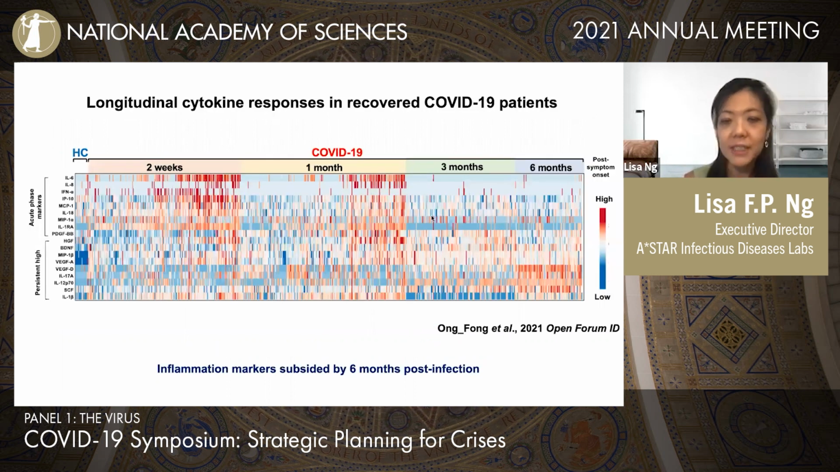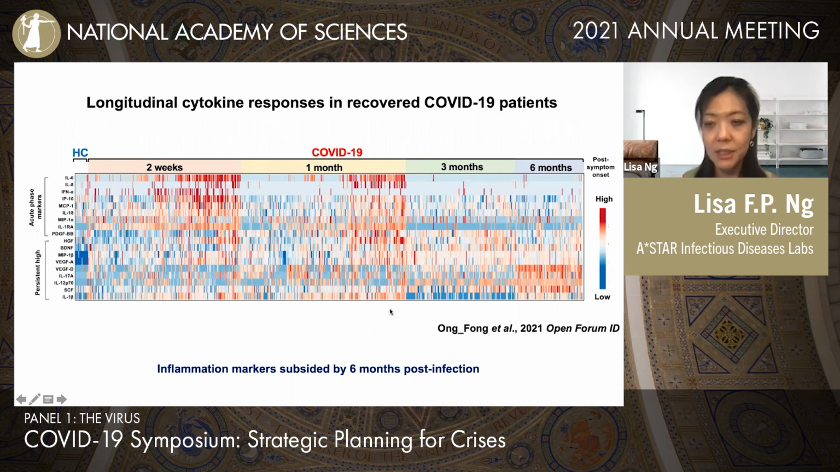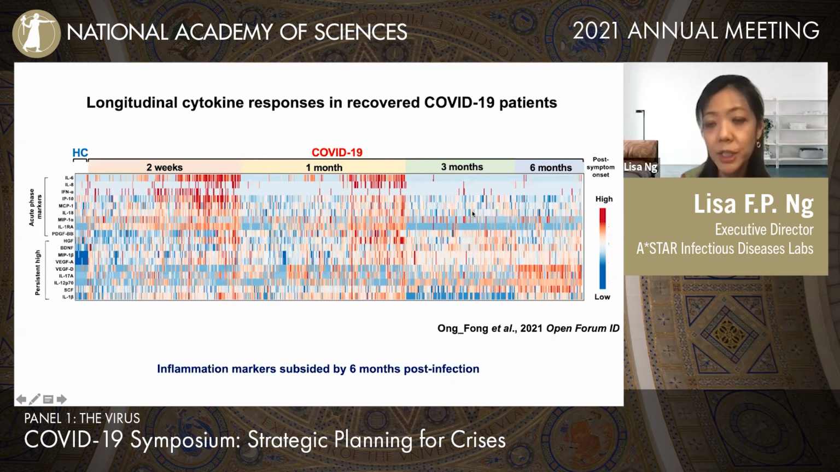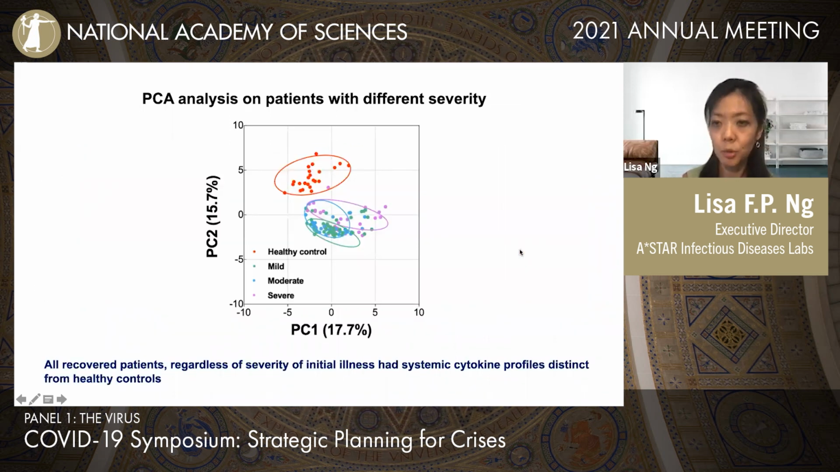And this has just been recently updated, where when we followed patients that were 6 months post-infection, you could see from here that the inflammatory markers typically actually reduce significantly. But yet, we were able to identify or separate the patients into different groups according to their disease severity.